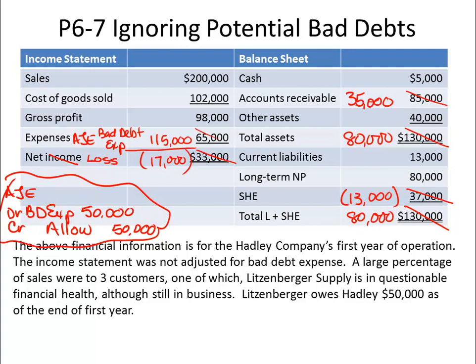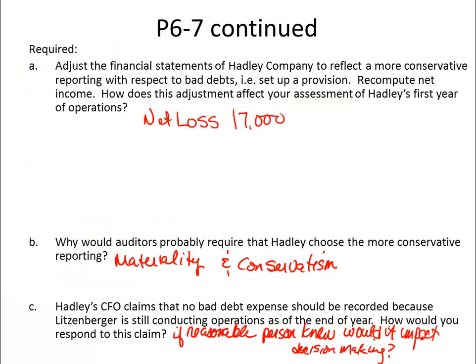Well, what does that do to the balance sheet? Our net accounts receivable would be reduced by $50,000 to $35,000, so our total assets are reduced by $50,000 to $80,000, and our net income, because it now becomes a net loss of $17,000, makes shareholders' equity become a negative $13,000. So total liabilities and shareholders' equity, a negative shareholders' equity, also comes to $80,000. Very different results. So, questions?